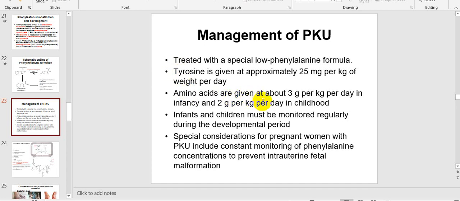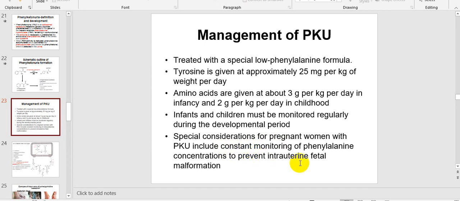Amino acids are given at about 3 grams per kilogram per day in infancy and 2 grams per kilogram per day in childhood. Infants and children must be monitored regularly during the developmental period. Special considerations for pregnant women with phenylketonuria include constant monitoring of phenylalanine concentrations to prevent intrauterine fetal malformation.